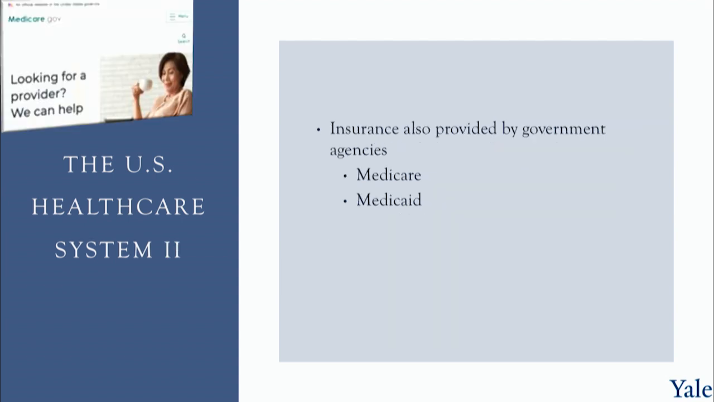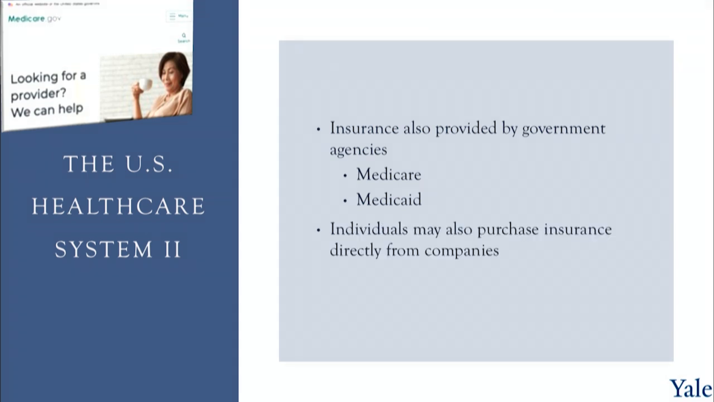There are other parts of the healthcare system. You have insurance provided by government agencies, such as Medicare and Medicaid, and you see the picture from Medicare.gov in the corner. Individuals may also purchase insurance directly from companies. There's a webpage called healthcare.gov. The setting up of this webpage caused major software issues, and we're going to discuss that at the end of this course in one of the student presentations.